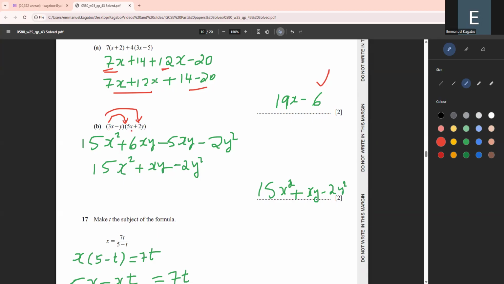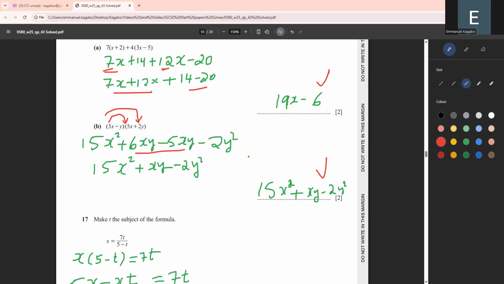So that is 3x times 5x gives me 15x squared. 3x times 2y gives me 6xy. And then minus y times 5x gives me minus 5xy. Then minus y times 2y will give me minus 2y squared. So the next step here, you have to collect like terms. If you are collecting like terms, it's only these ones that are the same. So here I'll get 15x squared, and 6xy minus 5xy will give me xy, and that is your answer.